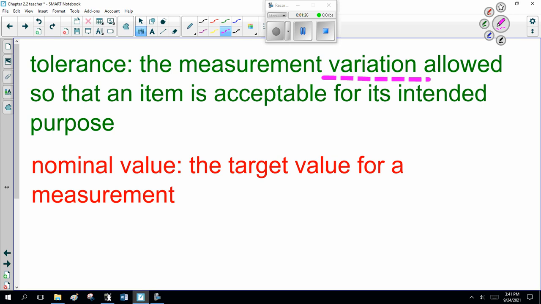If you're baking a cake, you have a little bit more tolerance, actually baking a cake, you're cooking a piece of meat. There's quite a bit of tolerance there between rare to medium to well done. Nominal value, you're aiming for medium. Tolerance is how close you want to get.